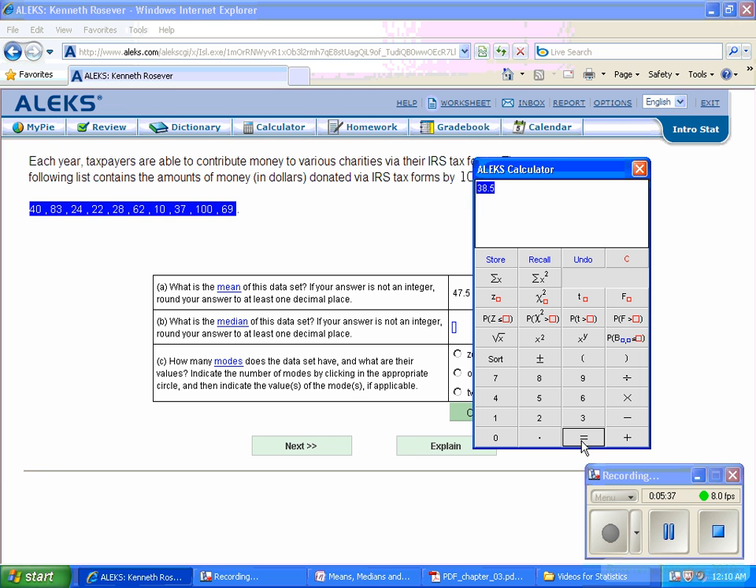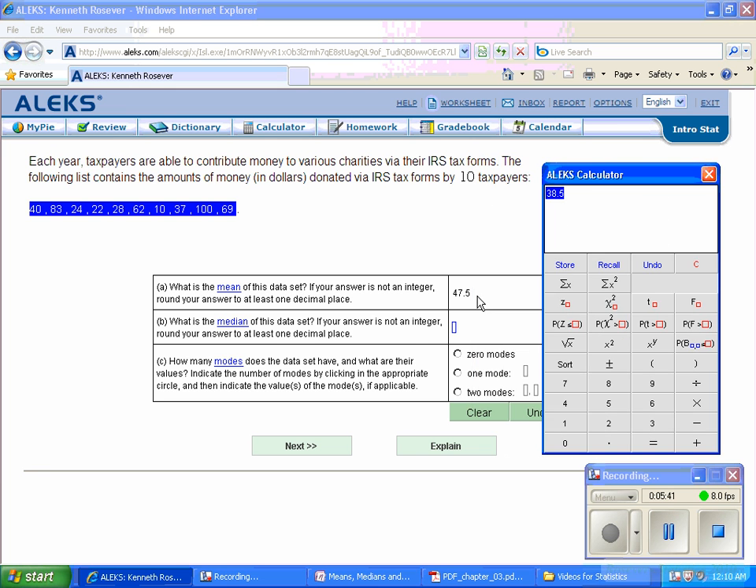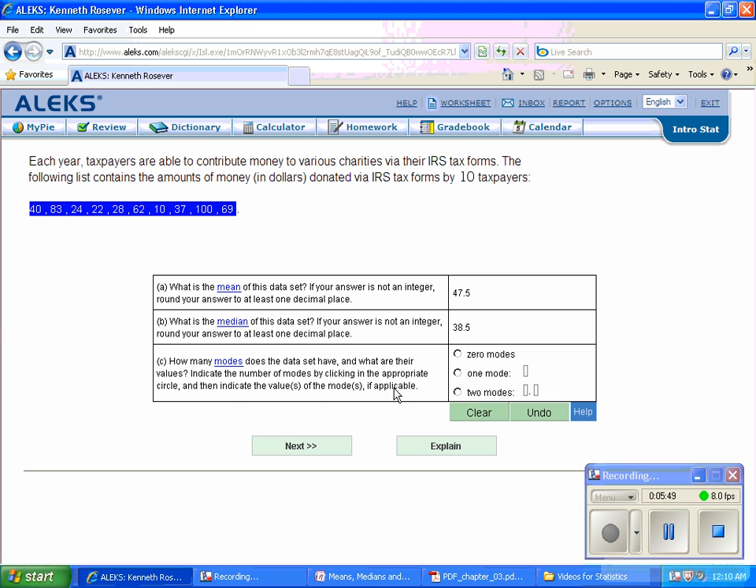38.5. And that would be my median. Okay, let me just move that over. 38.5. The next thing it asks me to do is how many modes. The mode is the most frequently occurring value.